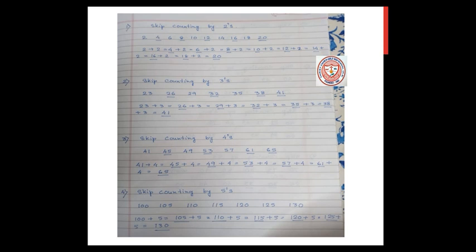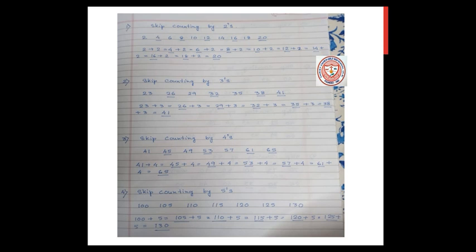49, 49 plus 4 equal to 53, 53 plus 4 equal to 57, 57 plus 4 equal to 61, 61 plus 4 equal to 65.